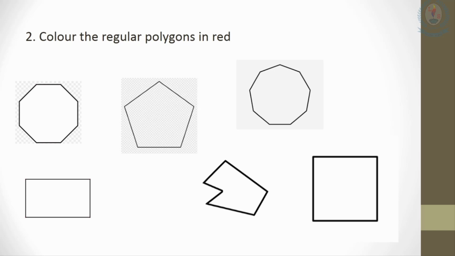Color the regular polygons in red. Here there are some polygons. We know that all are polygons. There are no non-polygons. You have to select the regular polygons and color them in red.